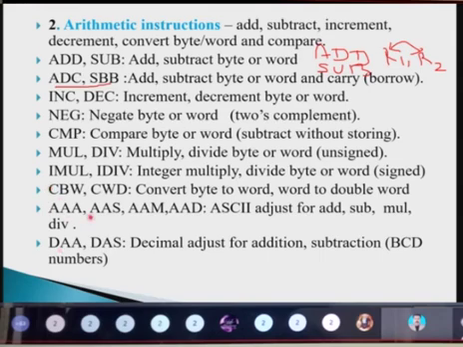So next is AAA, AAS, AAM, AAD, which are the ASCII adjust for addition, subtraction, multiplication and then division. DAA and DAS are the decimal adjust for addition and then decimal adjust for subtraction. So these are the instructions we are using over here. Okay.